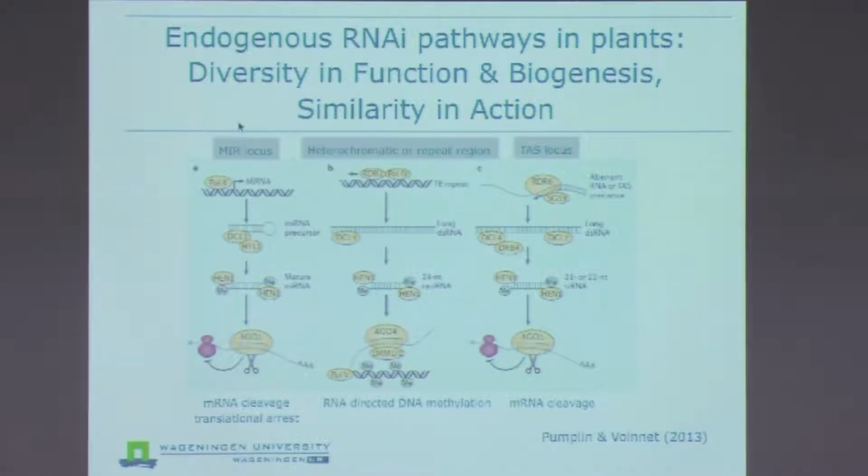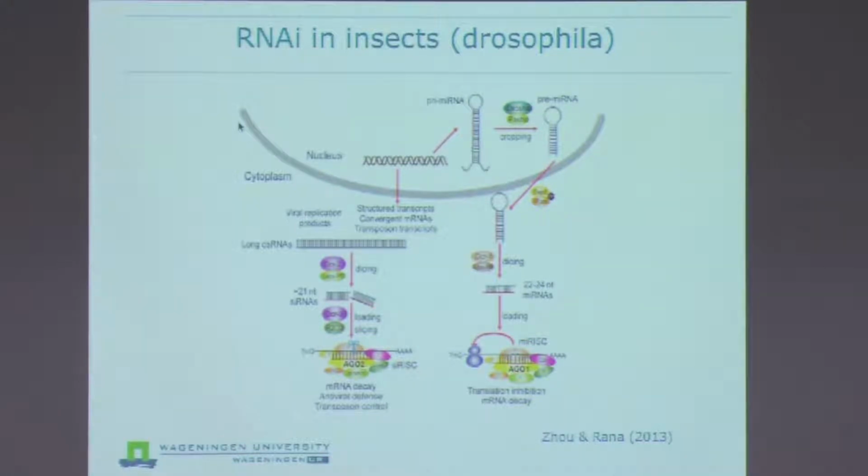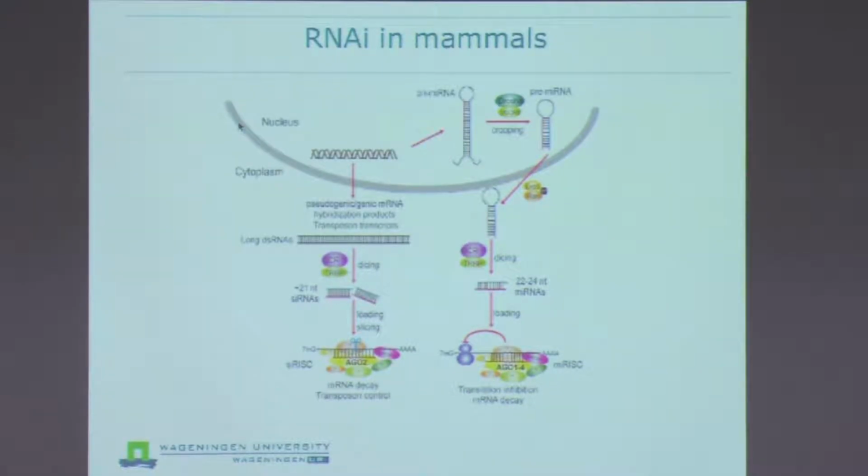So although they are all different, in essence the similarity in action is more or less the same. It is gene regulation, or it leads to gene transcript degradation. I can show you more or less similar pictures for insects as well as in mammals, and basically it all is quite similar. If you look for differences, there are some.